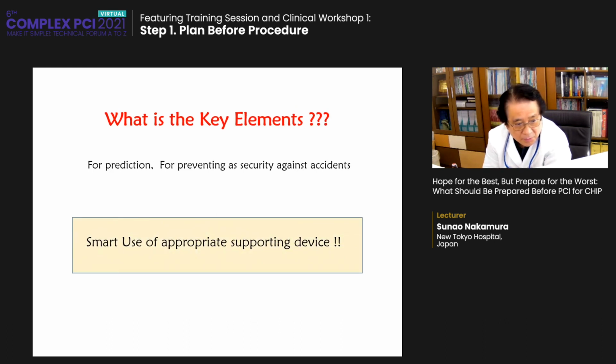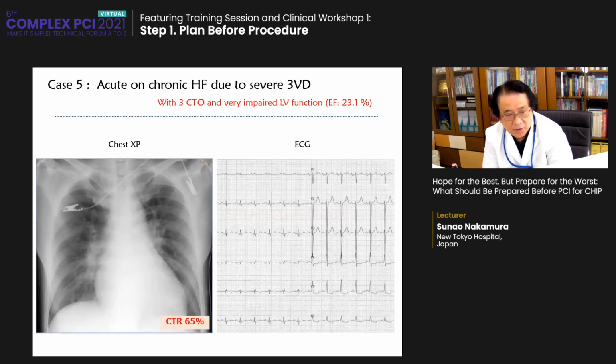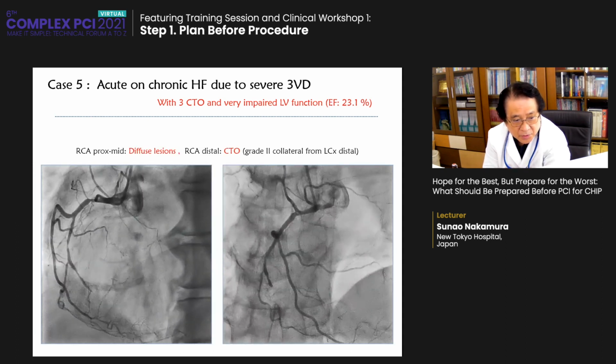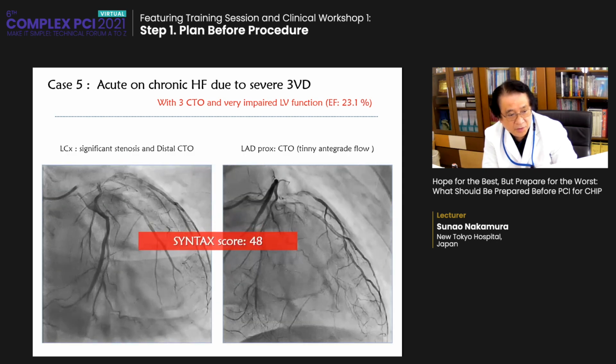One more, smart use of appropriate supporting device. This is a case of a 60-year-old gentleman with repetitive heart failure, high Euro score, high SYNTAX score, minimal coronary risk factor with poorly controlled IDDM, very low ejection fraction, high level BNP of more than 500, very poor general status, showing more than 55% cardiomegaly with some sign of heart failure. ECG shows broad ischemia. This is the RCA showing the distal CTO, and this is the left system, also LAD and circumflex CTO.